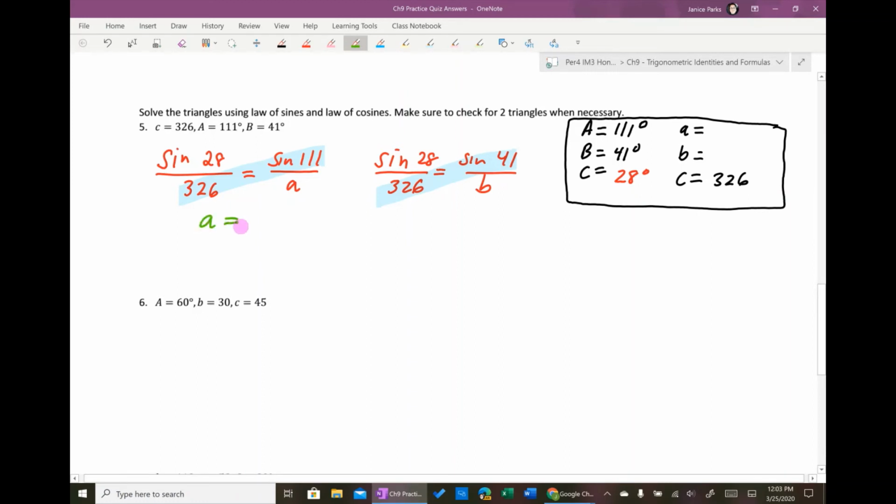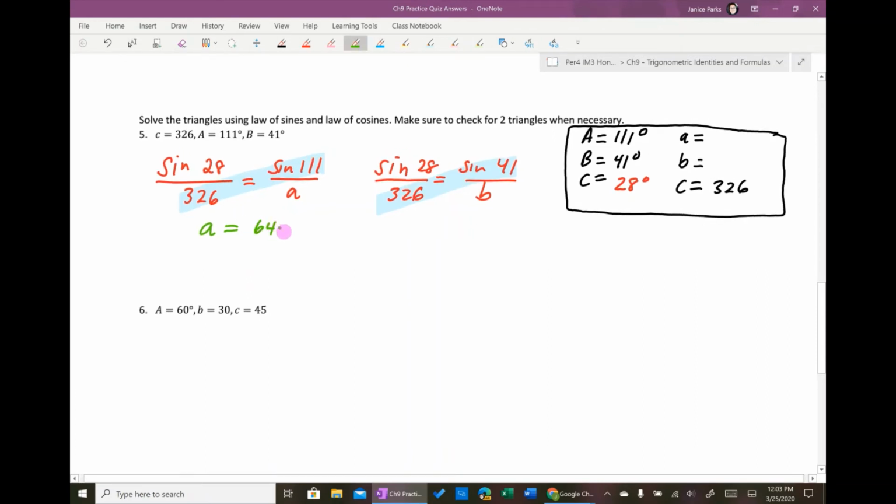So for the first one, you get 648.3. And for the second one, you get 455.6. So 648.3 and 455.6, and you don't have to check for a second triangle because you have two angles already.